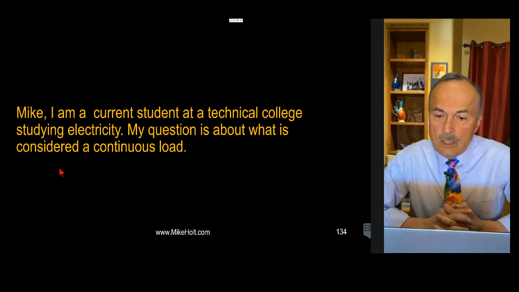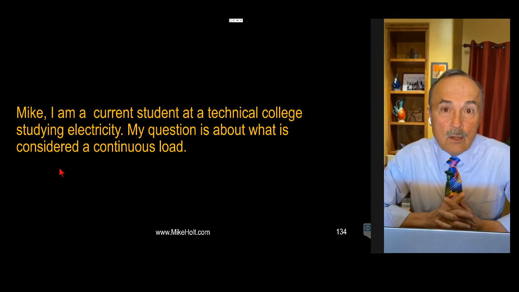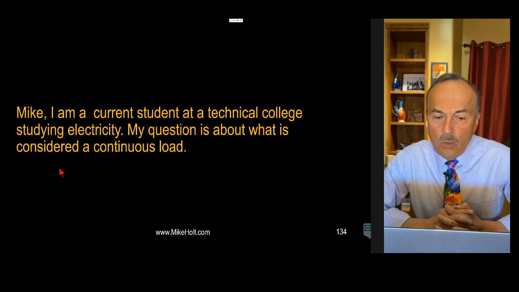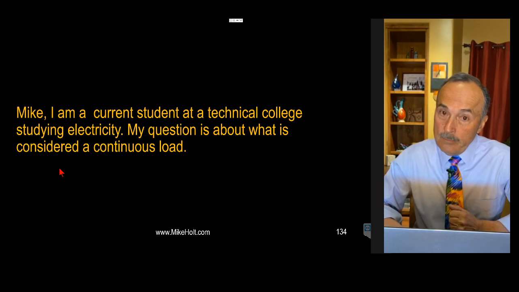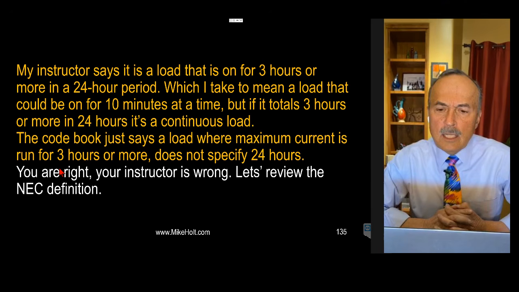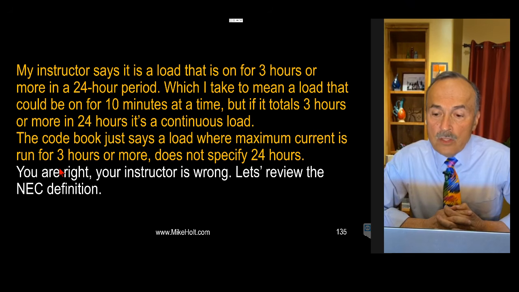Okay, Mike, I am a current student at a technical college studying electricity. I caught that double space, by the way. My question is about what is considered a continuous load. I'm thinking, all right, seriously? Okay. My instructor says it's a load that is on for 3 hours or more in a 24-hour period, which I take to mean a load that could be on 10 minutes at a time. But if it totals 3 hours or more in 24 hours, it's a continuous load. The code book just says a load where the maximum current is run for 3 hours or more. Does not specify 24 hours.